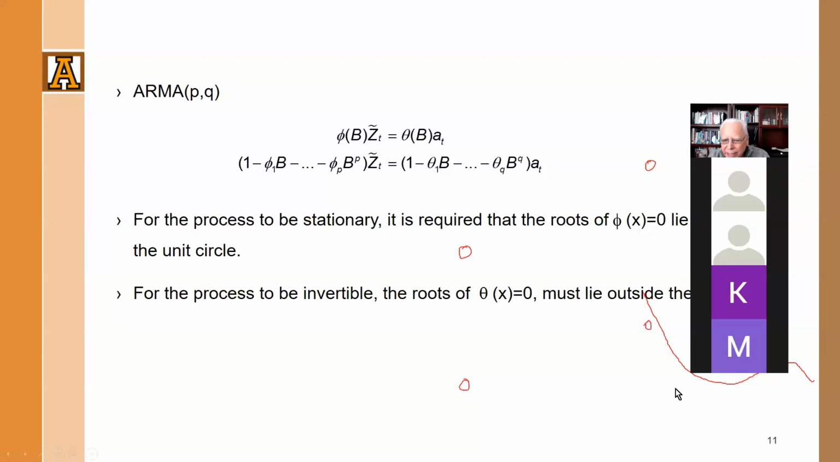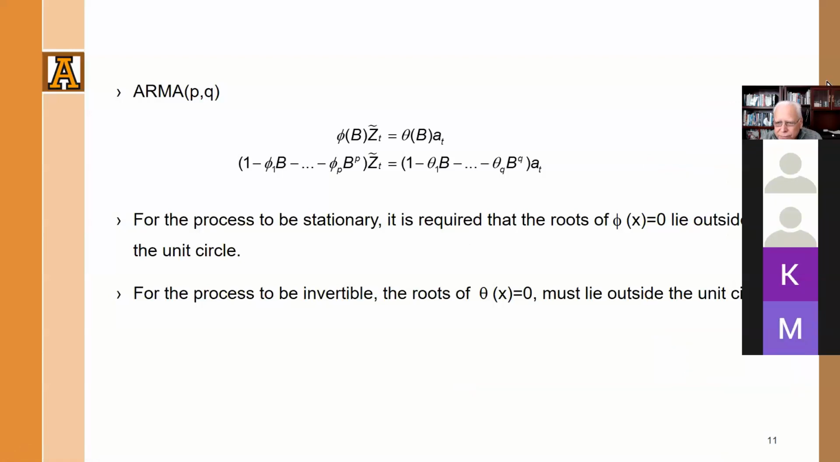Now let's generalize this to an ARMA(p,q). In an ARMA(p,q), the autoregressive polynomial is of order p, and the moving average polynomial is of order q. For the process to be stationary, we require that the roots of phi of x lie outside the unit circle. And for the process to be invertible, we require the roots of theta of x equals 0 to lie outside the unit circle.